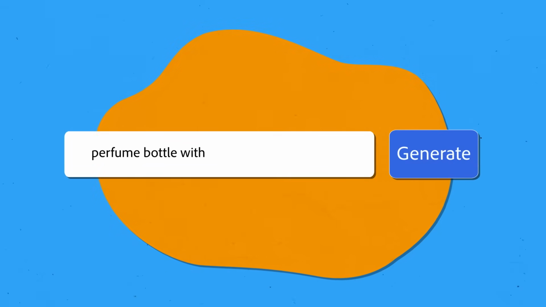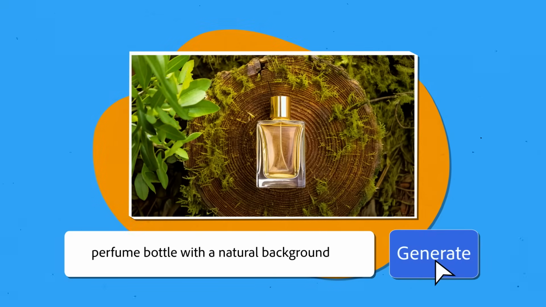For example, let's say you need to quickly create product advertisement mockups for a project that features a sleek and modern perfume bottle, resting on a bed of moss with a lush background of tropical florals and greenery. You could enter a simple text prompt like, perfume bottle with a natural background, and it's likely you'll receive a generated image that meets some of your project requirements.